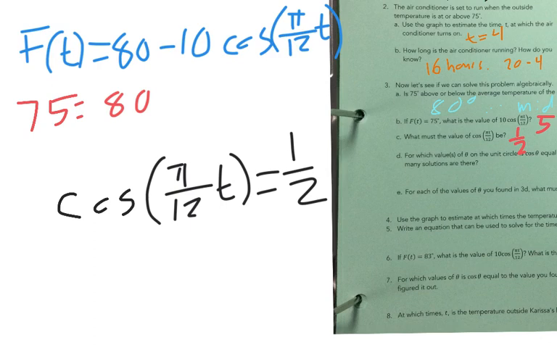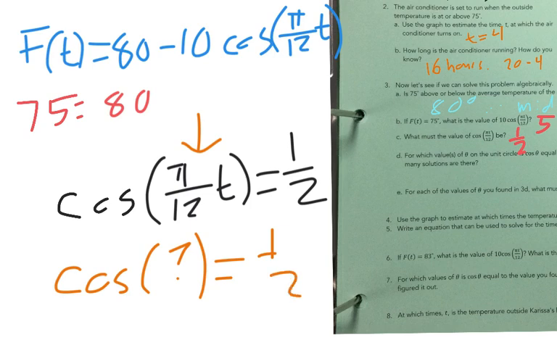Right? That's what I found so far. Cosine of pi over 12t has to be 1/2. So now the question really is, this looks like garbage, right? It's awful inside there. Let's pretend like it's something. So cosine of what angle is 1/2? 60. Yeah, 60-degree reference angle.